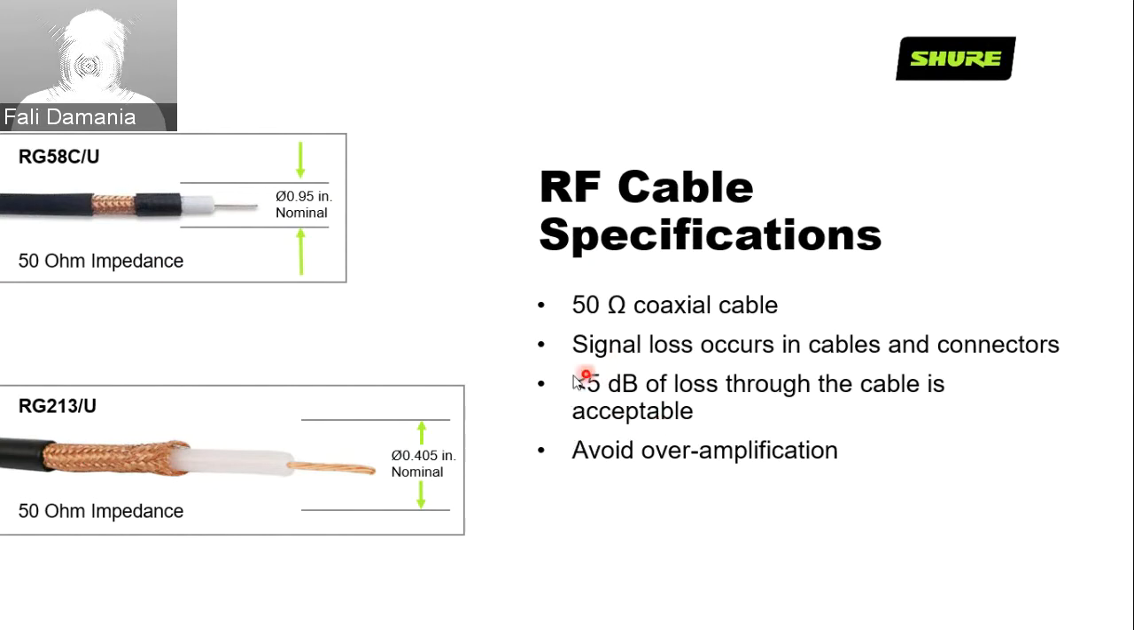A very important number here is the entire loss through a single channel. You want it kept under 5 dB. Best case scenario is 3 dB, and acceptable, I would say, is under 5 dB. And in all instances, avoid over-amplification. Over-amplification is similar to over-amplifying an audio signal: you distort it, and it doesn't sound good. Similarly, if you over-amplify, you distort an RF signal. It's something that has to be avoided in all circumstances.